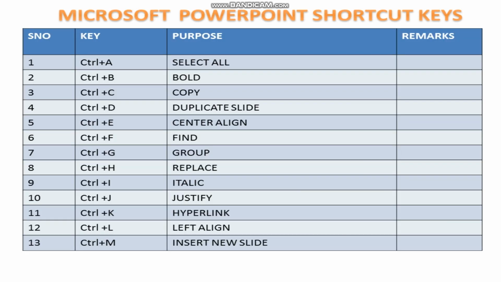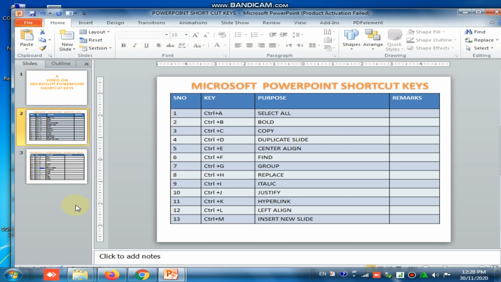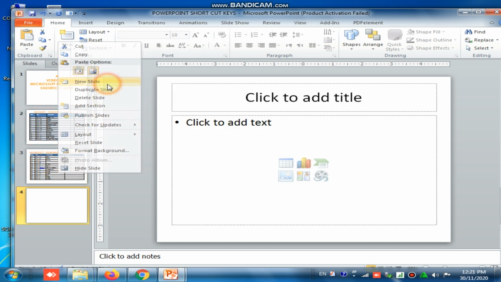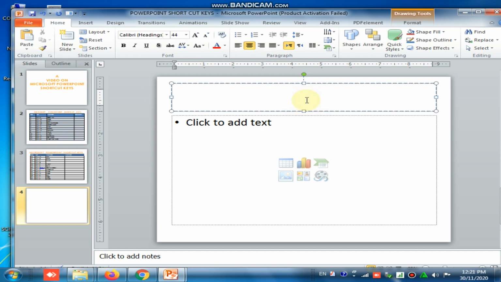Coming to the second one, Control plus B. Here there is bold, and the combination is italic and underline. These three are very important: bold, italic, underline. It is in the menu bar. So for example here I will take one new slide. Now I am typing bold, italic, underline.